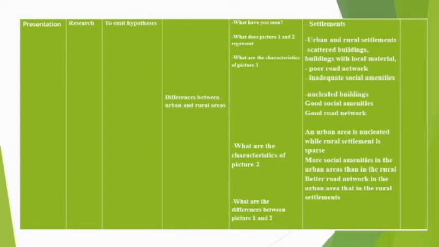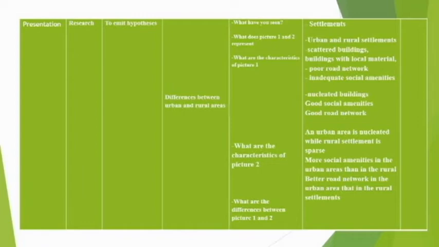And then the teacher goes on to ask another question. What are the characteristics of picture 2? Let's assume it is talking about the urban area.